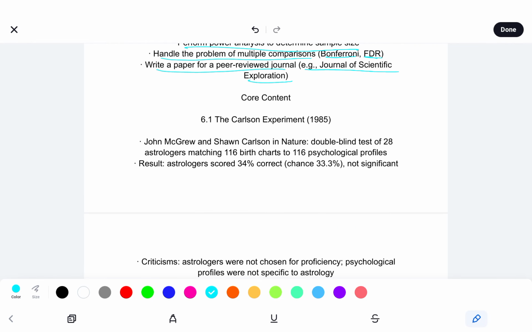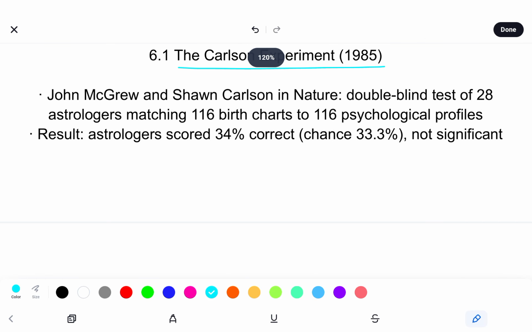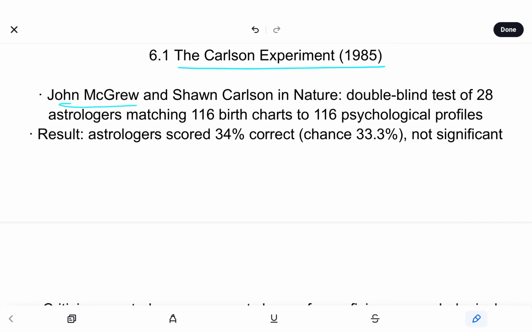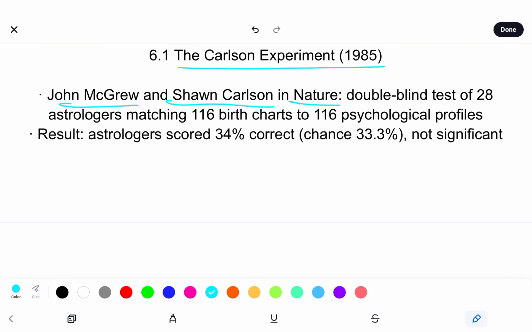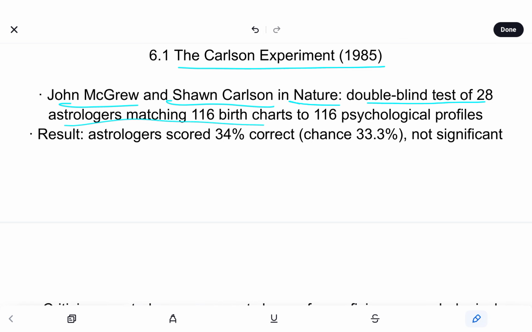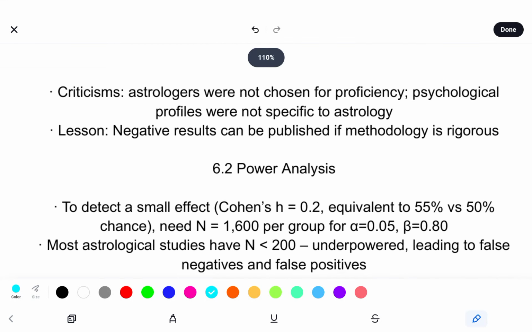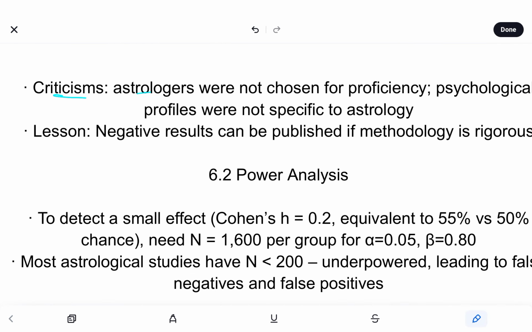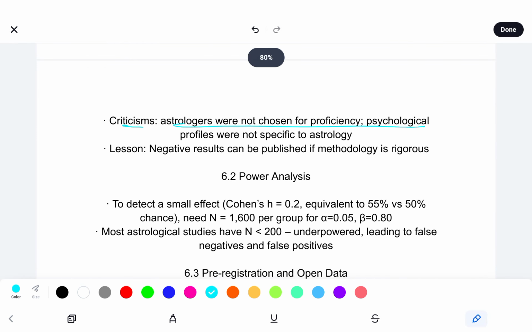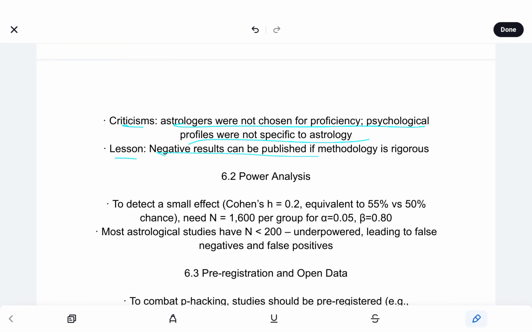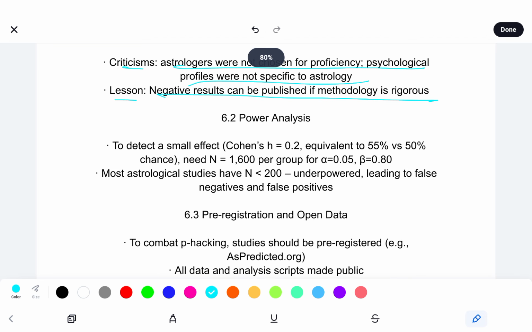All right. So, the Carlson experiment, which occurred in 1985, by Shawn Carlson in Nature, was a double-blind test of 28 astrologers matching 116 birth charts to 116 psychological profiles. The result is astrologers scored 34% correct, with chance at 33.3%, not significant. And our criticisms: astrologers were not chosen for proficiency, psychological profiles were not specific to astrology, and our lesson is negative results can be published if methodology is rigorous.